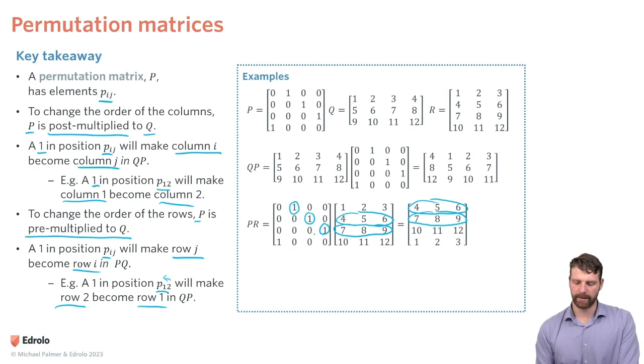Okay, this one here is in position row 3, column 4. So it should move row 4 to row 3. And it has. And lastly, this one is in row 4, column 1. So it should move row 1 to row 4. So row 1 has been moved to row 4. Okay, looks like it checks out.